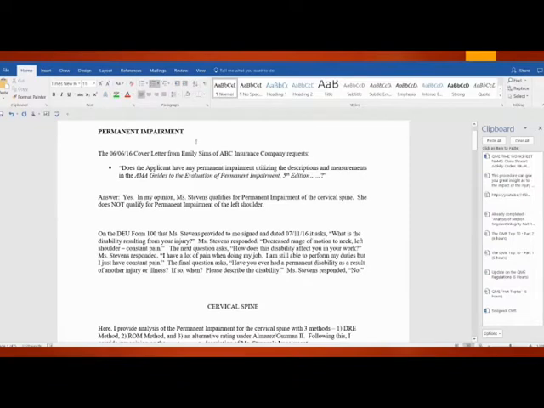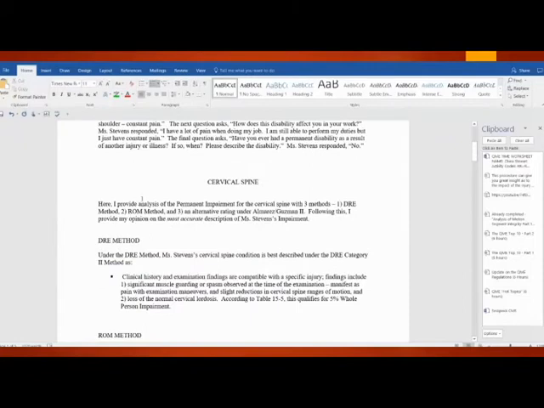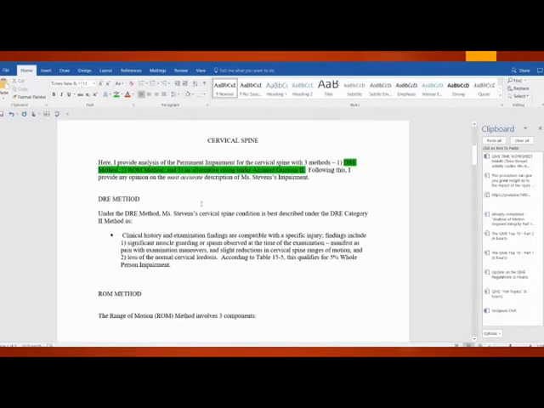Here is the actual permanent impairment section from this report. And all the names have been redacted, but the cover letter says, does the applicant have any permanent impairment? My answer to that is yes, that Ms. Stevens qualifies for permanent impairment of the cervical spine. And down below, I offer my permanent impairment according to three methods. I offer it according to the DRE method, the range of motion method, and an alternative rating under Almaraz and Guzman, and then I provide my opinion of the most accurate description of Ms. Stevens' impairment.